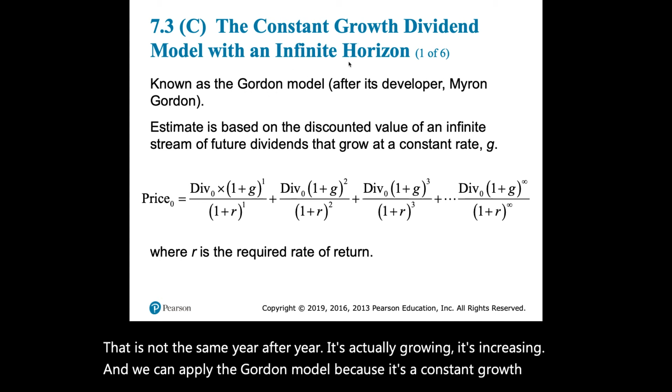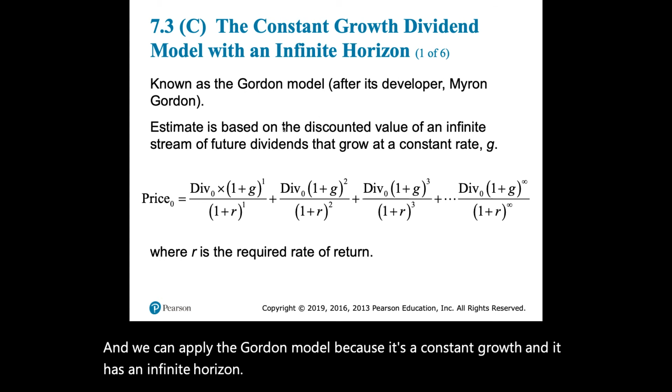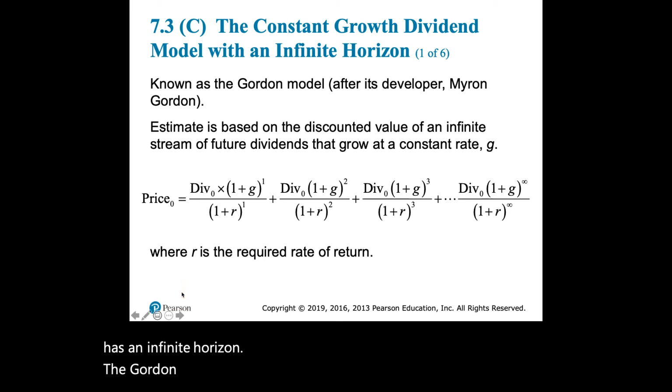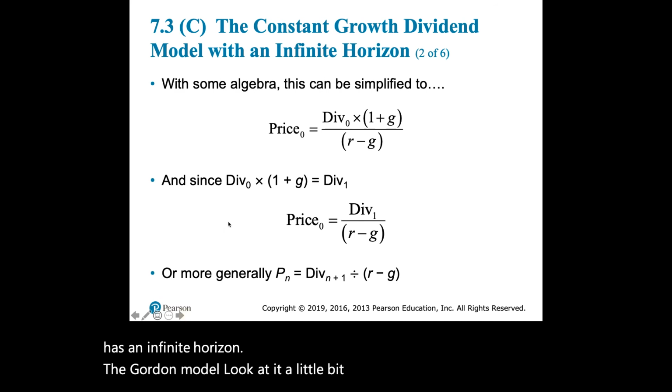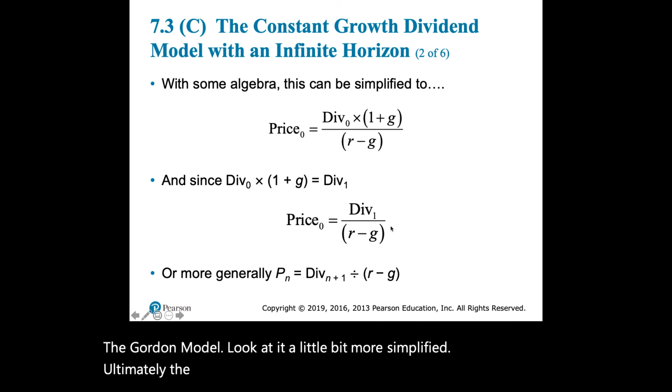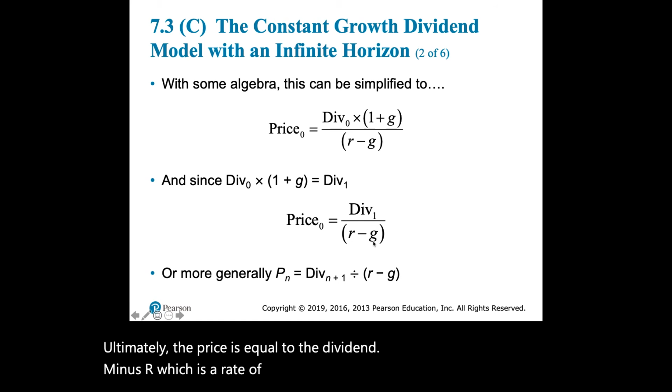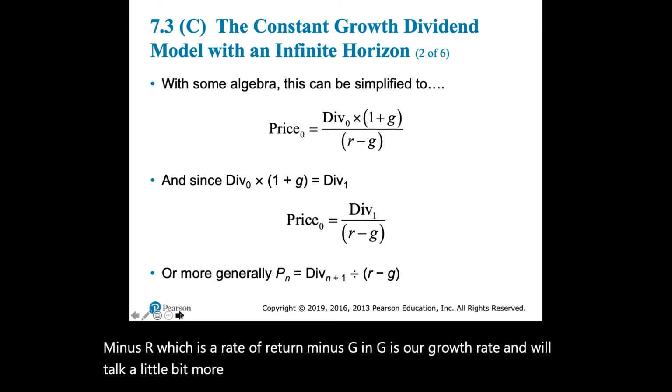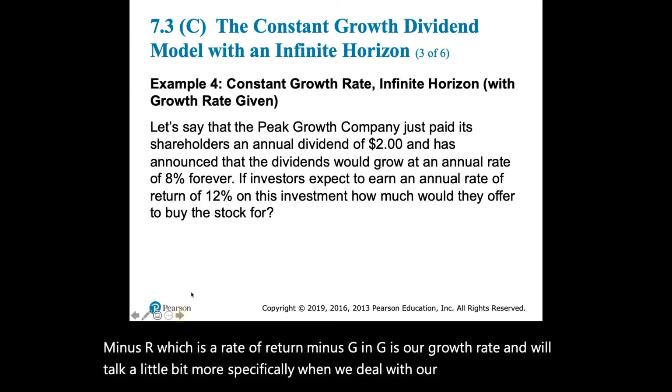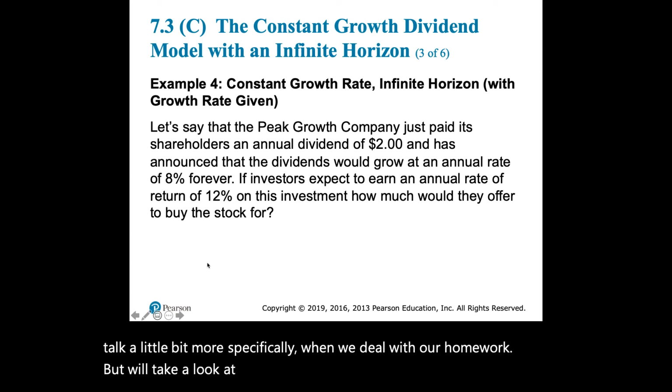Ultimately, the price is equal to the dividend divided by R minus G, where R is our rate of return and G is our growth rate. And we'll talk a little bit more specifically when we deal with our homework, but we'll take a look at an example. So in this case, we have the same company again. Now they're paying an annual dividend of $2, but it announced that the dividends would grow at an annual rate of 8% forever. Okay, so that's our growth rate.